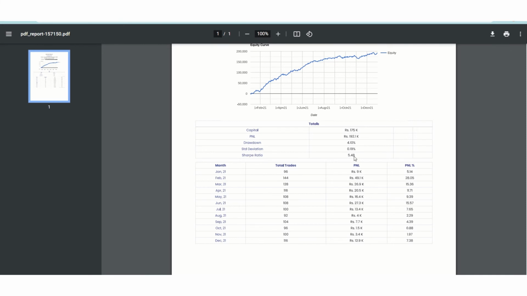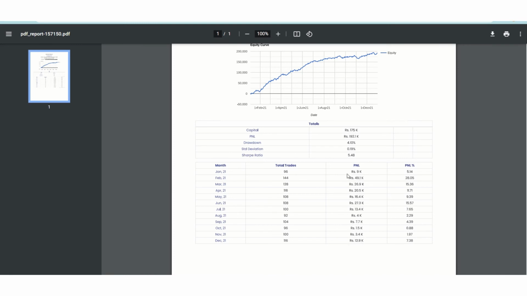Sharpe ratio is 5.48, which is pretty good. Anything above 3 Sharpe ratio is a sustainable strategy. Anything with less than 7% drawdown is also a sustainable strategy. So you can see none of the months has been in negative. The worst month has been August, where we earned 4,000 rupees, and the number of trades is limited, so there are not many expenses as well. So this strategy has been performing very well.